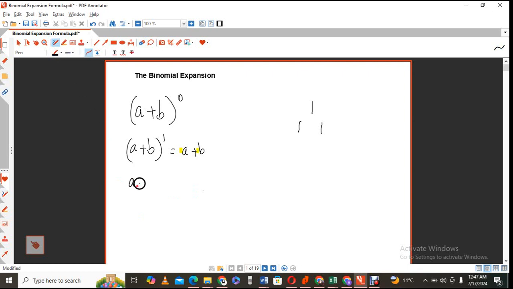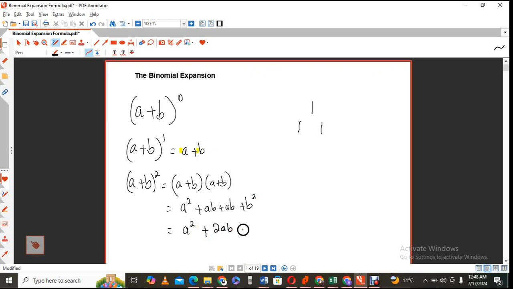So let's go ahead and expand a plus b raised to the power of 2. Basically this is the same as a plus b multiplied by a plus b. And once we do that, you're going to have a squared plus ab plus ab plus b squared. Then let's clean this up further. It's a squared plus 2ab plus b squared.